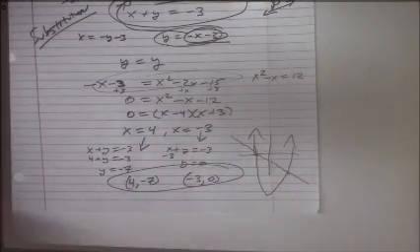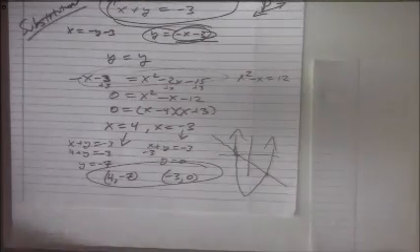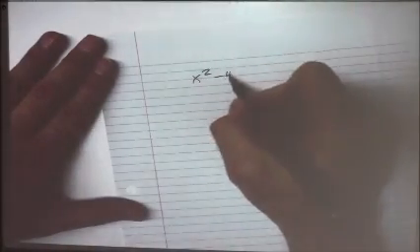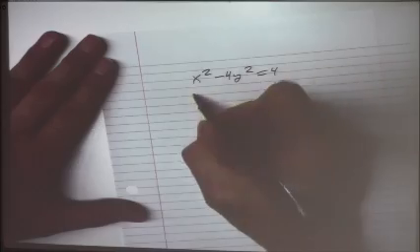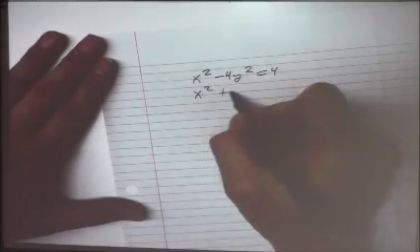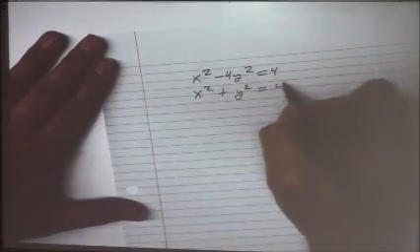Okay, next problem. Let's go to this one. Okay, this will be an interesting one to look at. X squared minus 4y squared is equal to 4. X squared plus y squared is equal to 4.